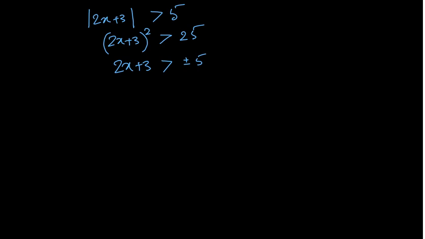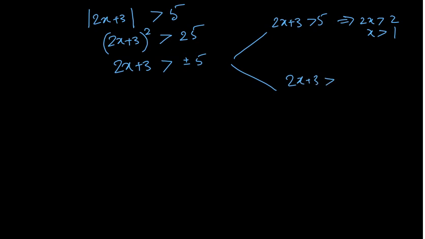So then you solve in the same way. You have two approaches. So 2x plus 3 is greater than 5, which implies 2x is greater than 2 and x is greater than 1. Or say 2x plus 3 is greater than minus 5. That implies 2x is greater than minus 8, x is greater than minus 4. So you have two things, x is greater than minus 4 and x is greater than 1.